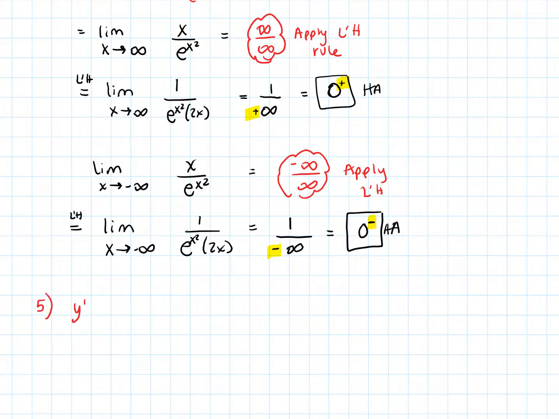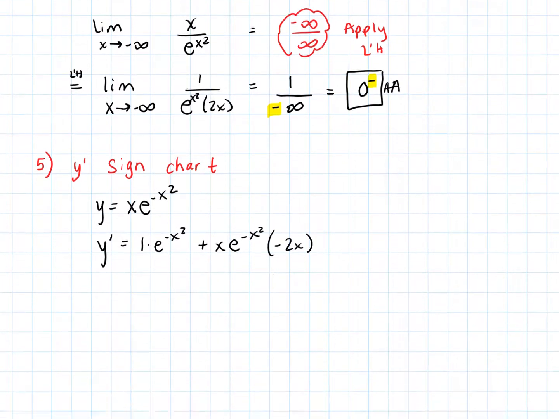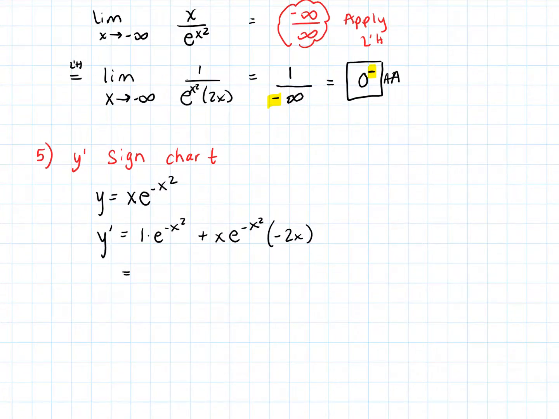So we're going to look for the y prime sign chart. So y itself was x times e to the negative x squared. So y prime, we have to use product rule, is going to be 1 times e to the negative x squared plus x times e to the negative x squared times the negative 2x. Just doing a little simplification here, let's pull out e to the negative x squared, and we're going to have 1 minus 2x squared for my derivative.